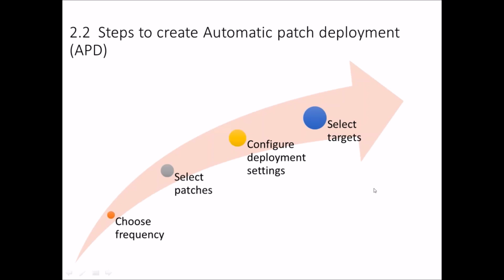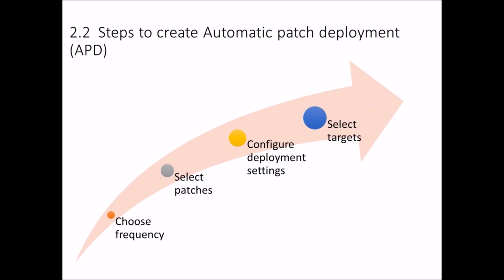Okay, so these are all the details that you have to provide in the automated patch deployment so that it smoothly works. First one is choosing the frequency, whether you want to do it frequently in a week's time or in a month's time. So you decide on that. The patches which you want to select, configure deployment settings, and select the target.